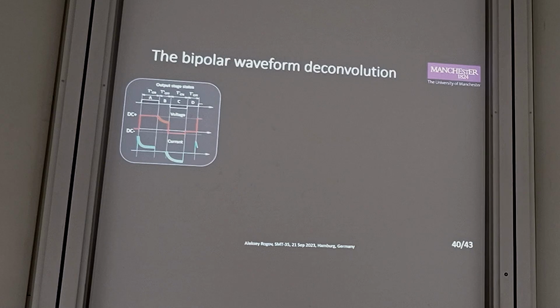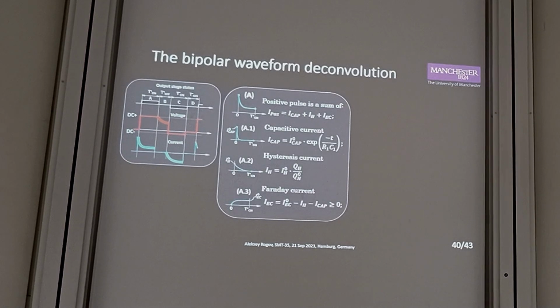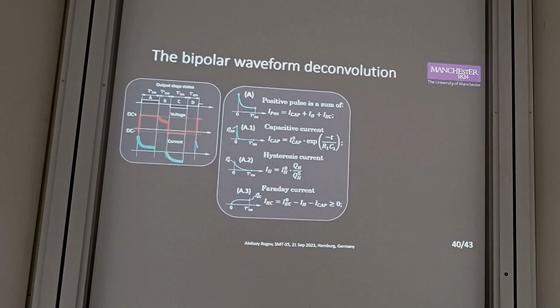Now we know almost everything about this bipolar waveform, and we can deconvolute it into individual components. For example, the positive pulse can be represented as a sum of three components: a capacitive current, which is responsible for this peak; a hysteresis current, which is connected to the previous negative pulse; and the Faraday current, which is responsible for anodic oxidation and micro-discharge generation.